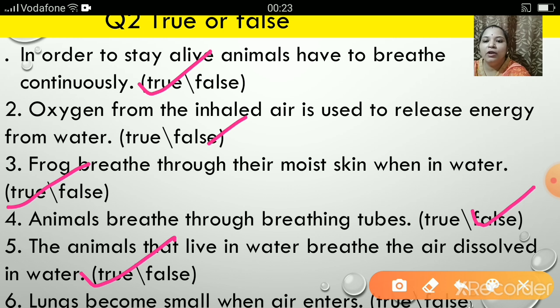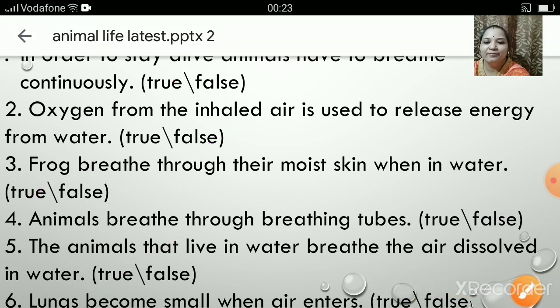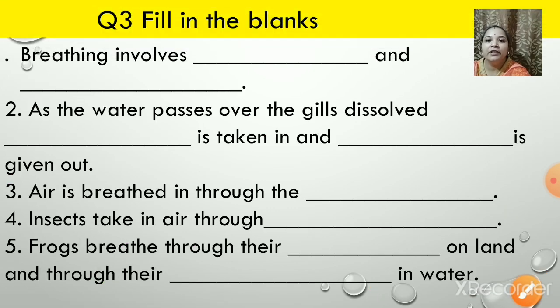Lungs become small when air enters. So, is it true or false? That is false. Now, the next question. Breathing involves dash and dash. As the water passes over the gills, dissolved dash is taken in, dash is given out. Air is breathed in through the dash. Insects take in air through dash. Frogs breathe through their dash on land and through their dash in water.